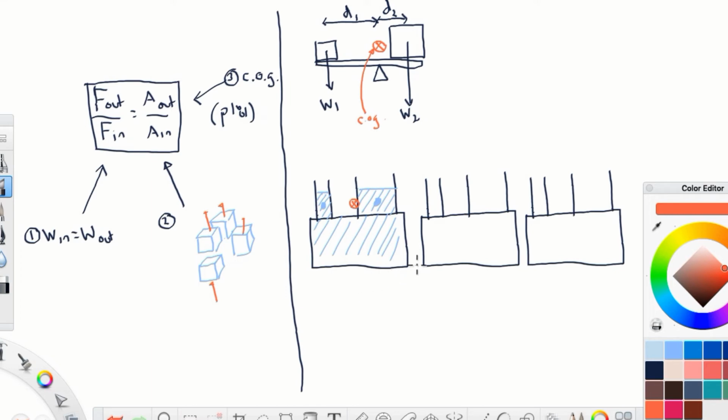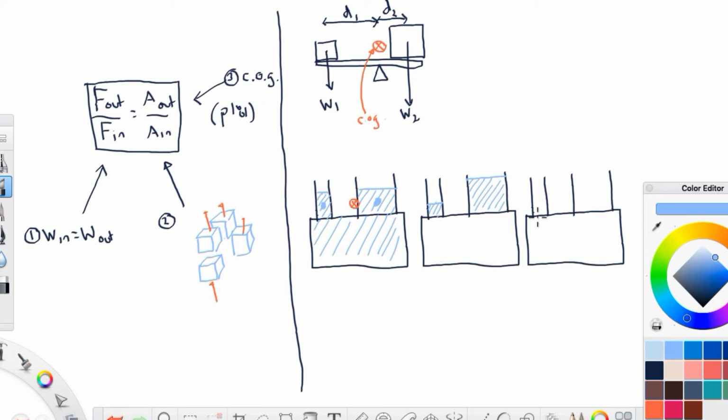What if these were not level? So for example, if on the left-hand side the fluid level was lower than on the right-hand side. Let's imagine if this were the case. What do you think would happen to the center of gravity?